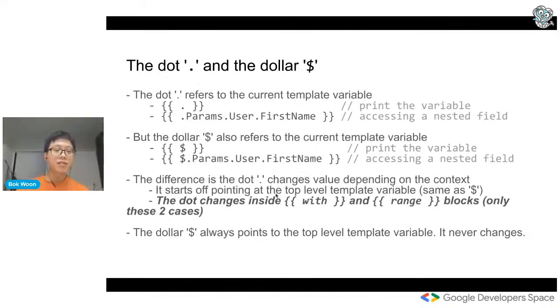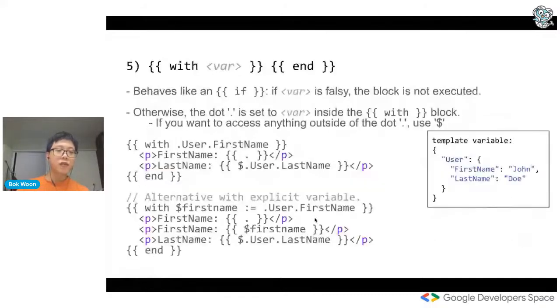The difference is that this dot will change depending on the context. And there are only two instances where it would change context, inside with blocks and range blocks. On the other hand, the dollar will always point at the current template variable. It never changes context. And we will see this in this example with the with keyword with variable end.